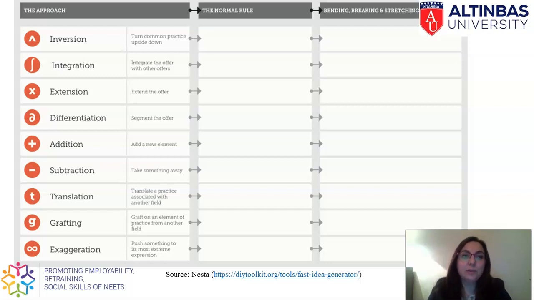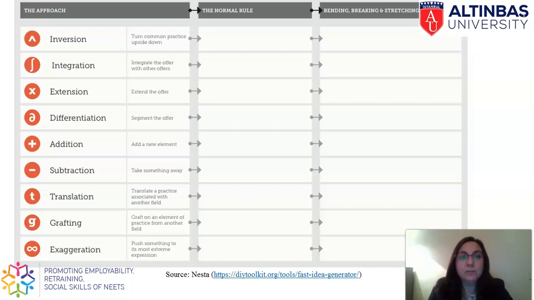In the integration approach, you have to integrate the offer with other offers. For instance, let's say that you have a car sale company, okay, you are selling cars. So the normal rule is that the customer comes and buys a car. So what if you integrate your offer and say that I'm going to sell a car, and in addition to that, I'm going to provide you a 1-year extra service. Okay, so you integrate the offer.